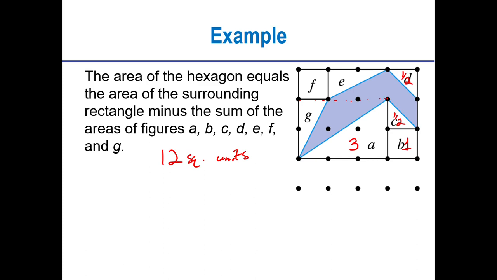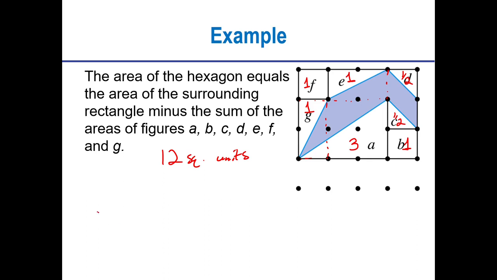For E, it is half of a 1 by 2, so I know the area of E is 1 square unit. F is a 1 by 1, so we know the area is 1. G is half of this rectangle, a 2 by 1, so G has an area of 1 as well.